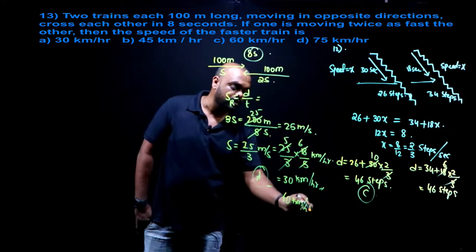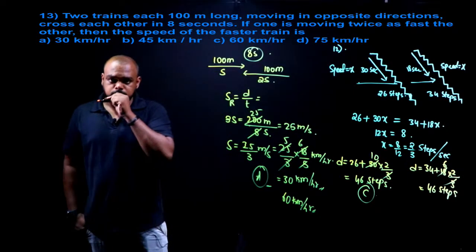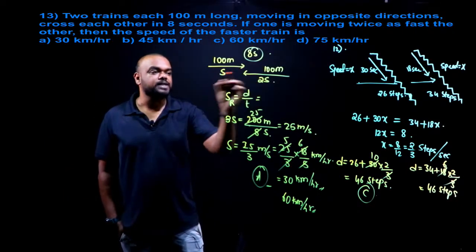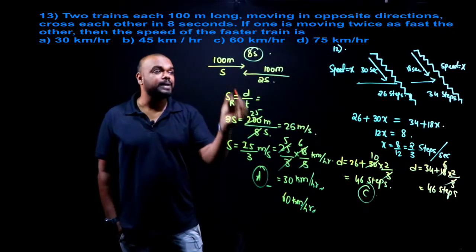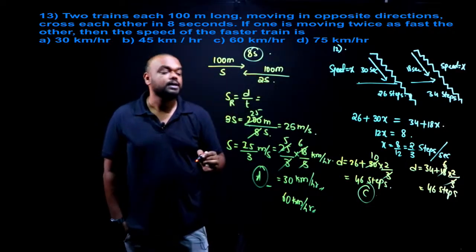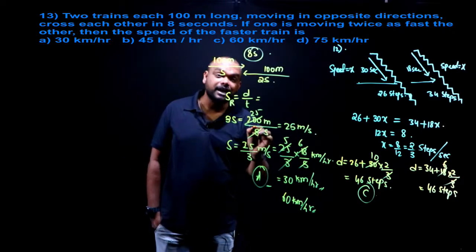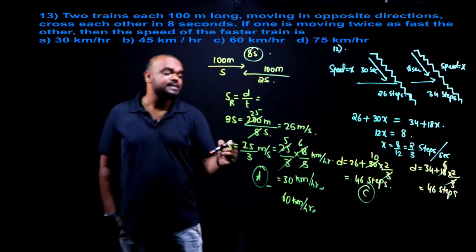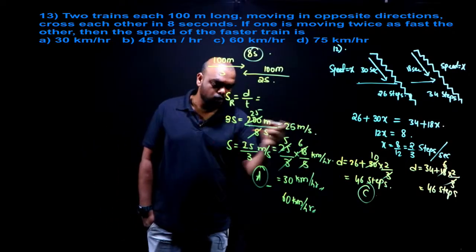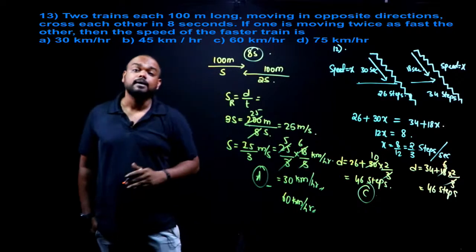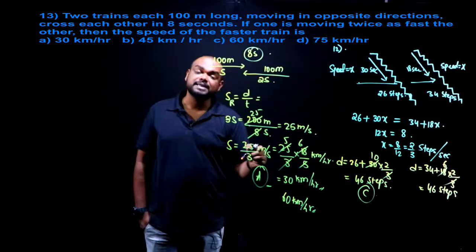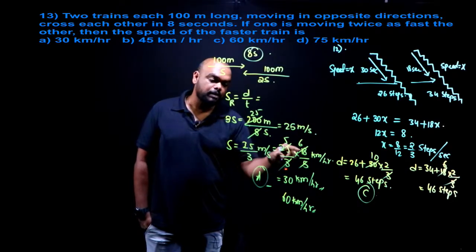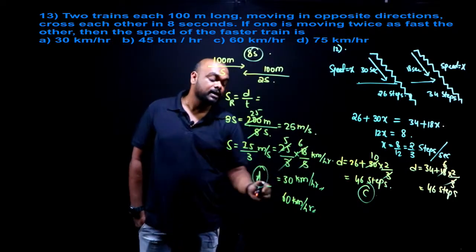See, the mistake, common mistake, I only did here. 3s, relative speed, sum of the speeds, s plus 2s, 3s. That equals distance by time taken. Distance is length of both the trains, that is 100 plus 100, 200 meter, divided by time taken, 8 seconds. So if I do that, I'll get 25 meter per second. So s is equal to 25 by 3 meter per second, but the options are in kilometer per hour. So convert that meter per second to kilometer per hour. How? By multiplying with 18 by 5. If I solve this, I'll get 30 kilometer per hour.